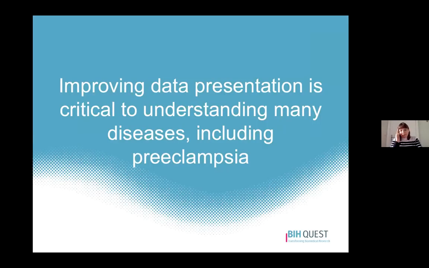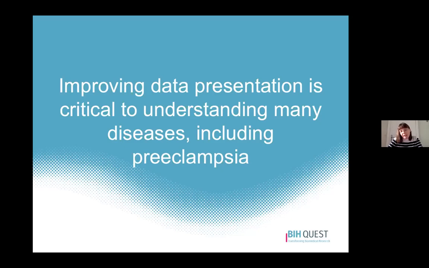So I want to emphasize that my interest in improving data presentation comes from my own work. I studied the pregnancy complication preeclampsia. And one of the things that we know about preeclampsia is that while women tend to end up with a similar set of symptoms, they get there in very different ways. Some women have problems with the placenta, some women have problems with the fetus, other women have problems with maternal risk factors, and there are different pathophysiological pathways within each of these three things.